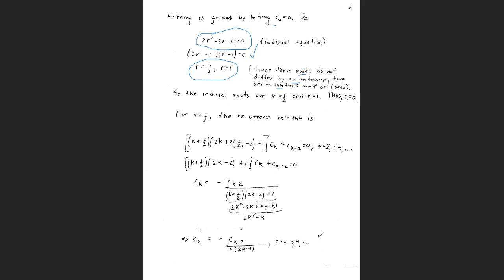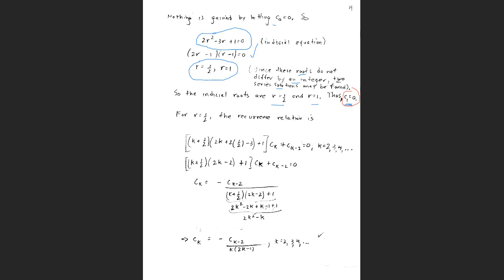Now the roots r equals 1/2, r equals 1. We're going to let C sub 1 equal 0. Obviously, we didn't let C sub 0 equal 0. We're going to let C sub 0 equal 1 later, but C sub 1 we'll let equal 0. This is like what you did in section 6.2 for those kinds of problems.